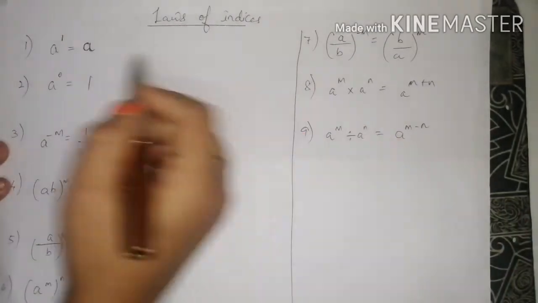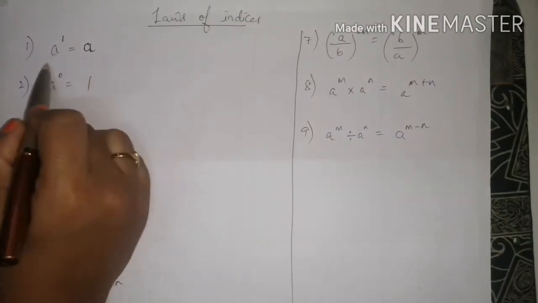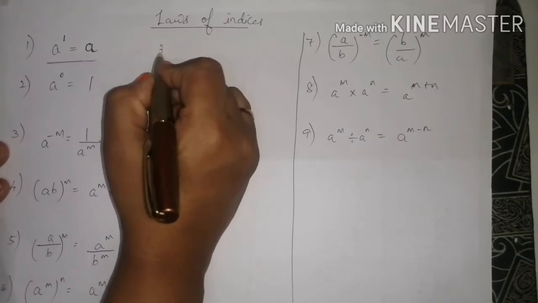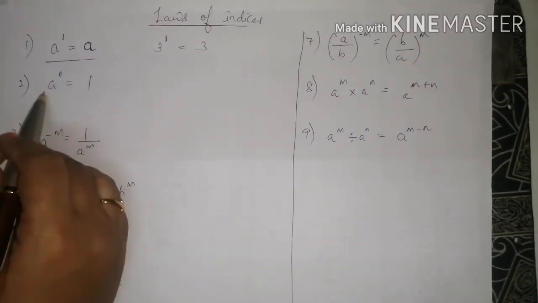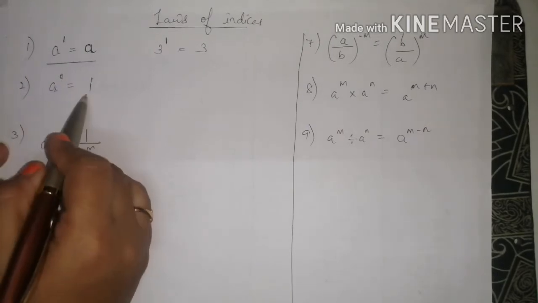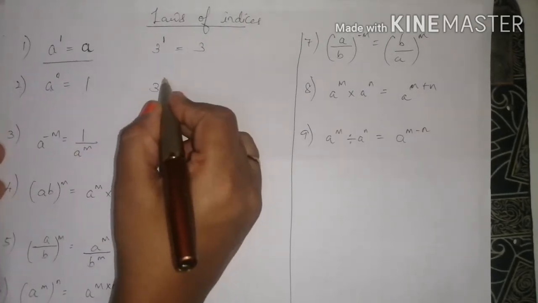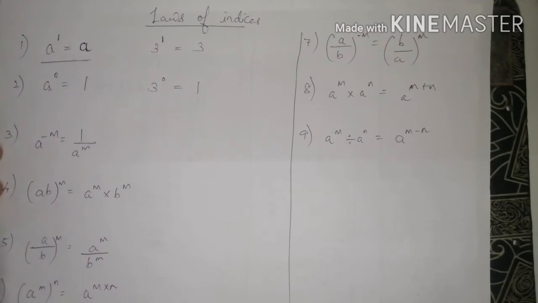See this, a raised to 1 is a. We have seen this law already. Any number raised to 1, we take the number as it is. Anything raised to 0, a raised to 0, the answer is 1. For example, 3 raised to 0, the answer will be 1.